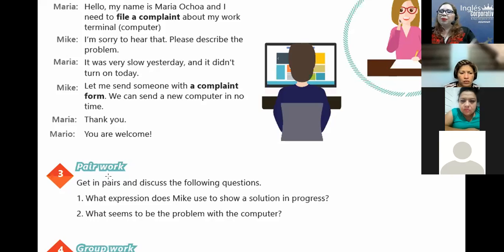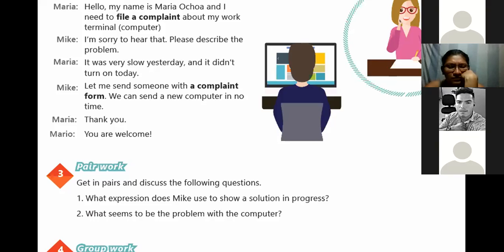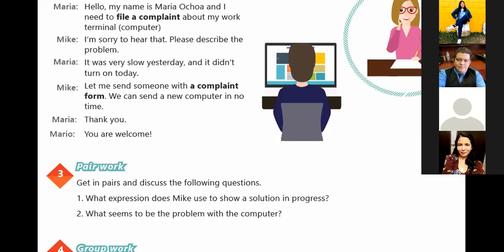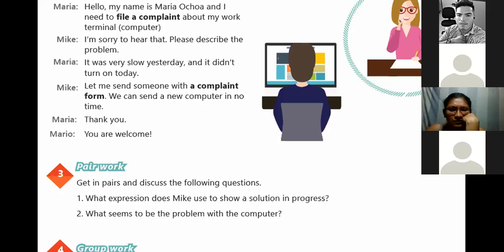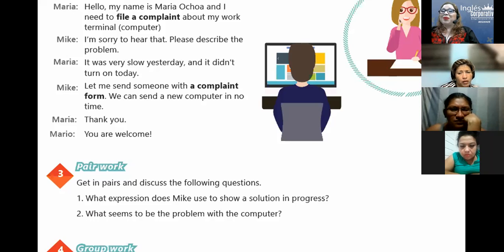So okay. Let's think about number two. Seems to be a problem. What seems to be the problem with the computer? The computer was very slow. Okay, it was very slow when? Yesterday. Yesterday, past tense, right? Uh-huh. But what happened today? It didn't turn on. Correct. It didn't turn on today. So what seems to be the problem with the computer? It didn't turn on today. Okay. We don't know. But it didn't turn on today. Okay, guys.